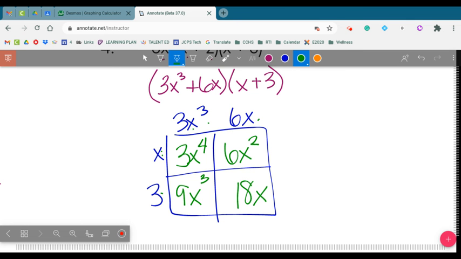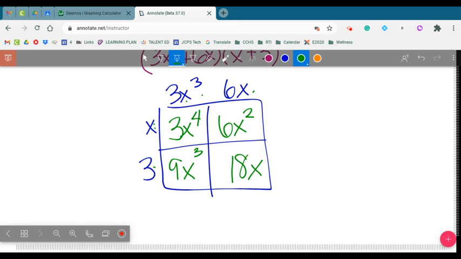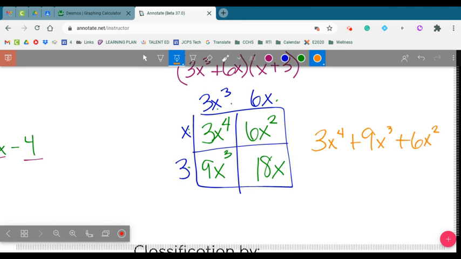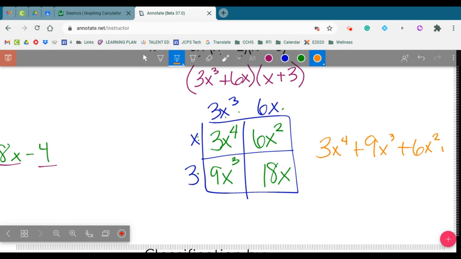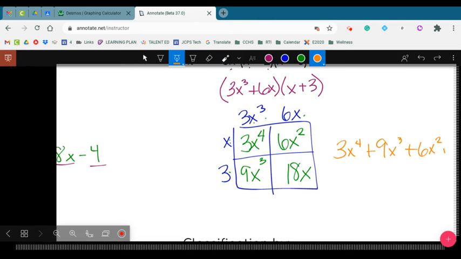Okay, so this one, if you haven't noticed, everything in your boxes is different. So we're not going to be able to combine anything. So we're just going to have 3x to the 4th plus 9x cubed plus 6x squared plus 18x. Oh, I ran out of room.